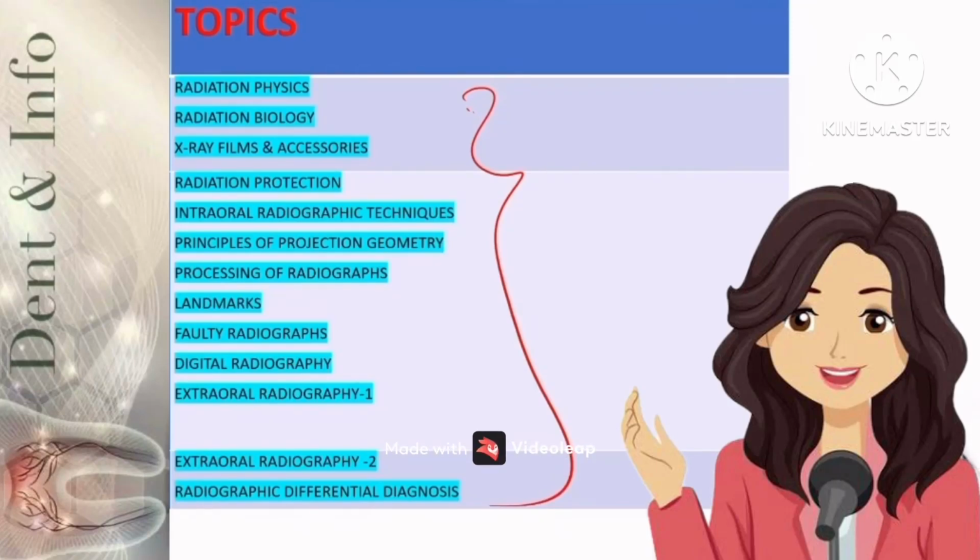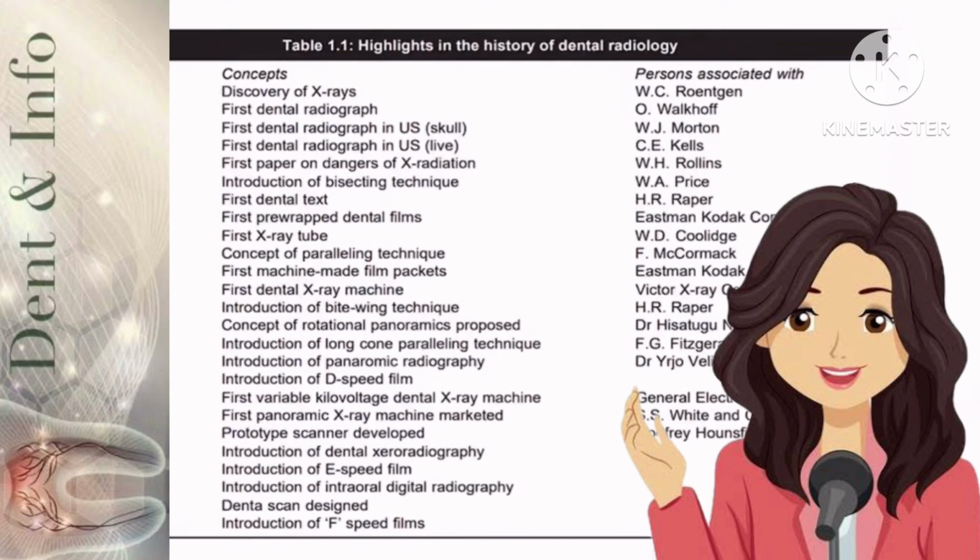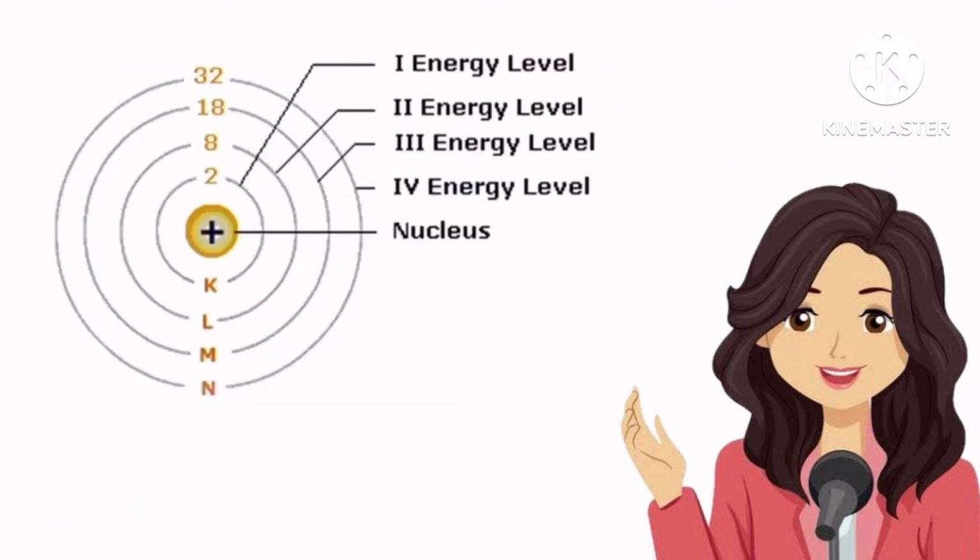The first topic that we are going to study in oral radiology is radiation physics. Before proceeding to radiation physics, you should know some basic points about basic physics first. So first, the basic structural unit that we know is an atom.